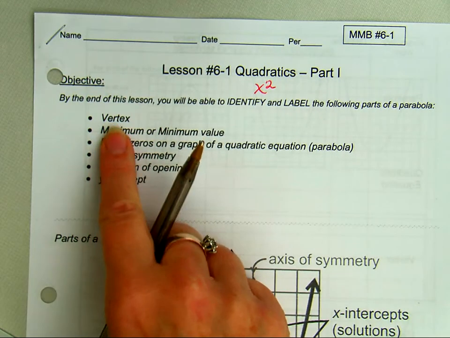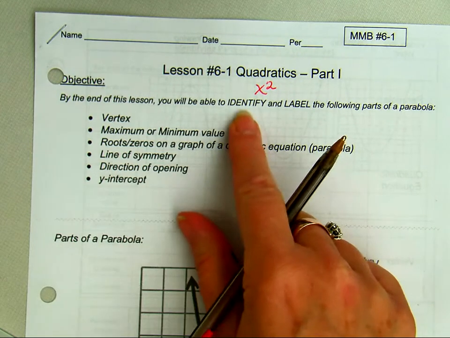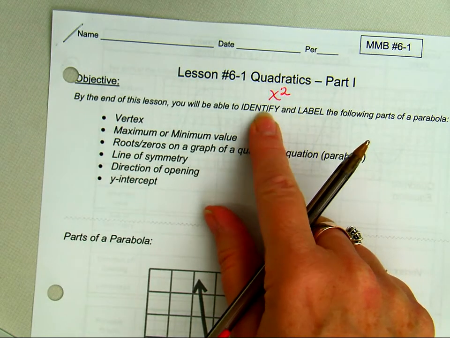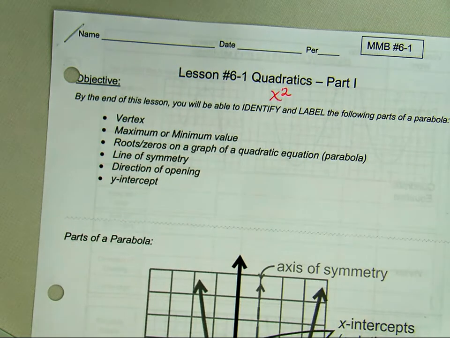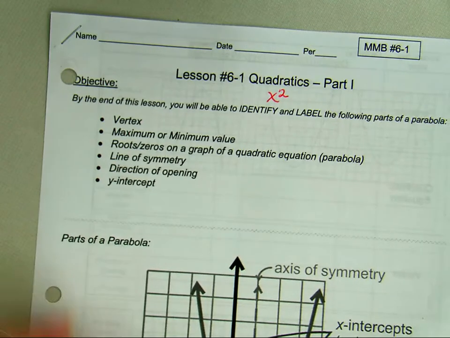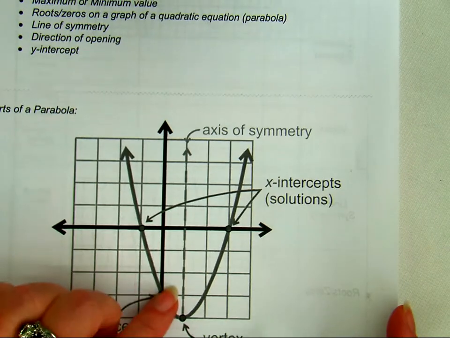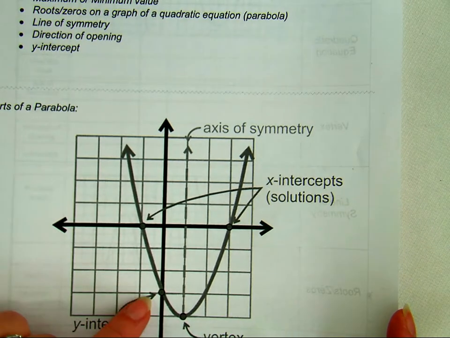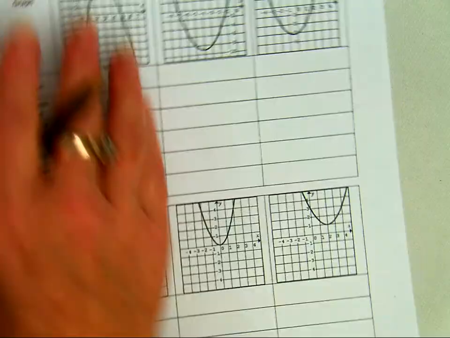And we're going to look at all these parts today and how to identify and label. So let's get started to look at it. So we've got a picture here that shows all the different parts, and we're going to go through them one by one.